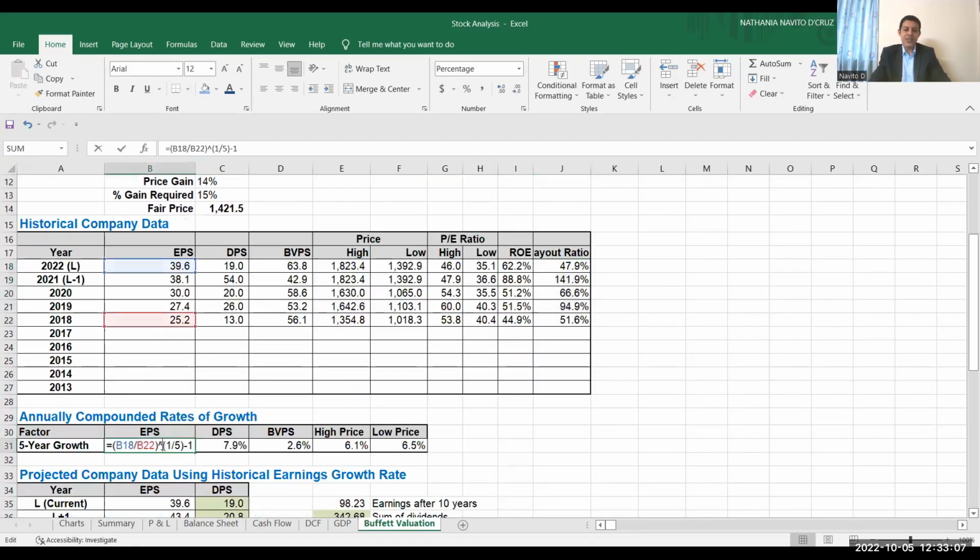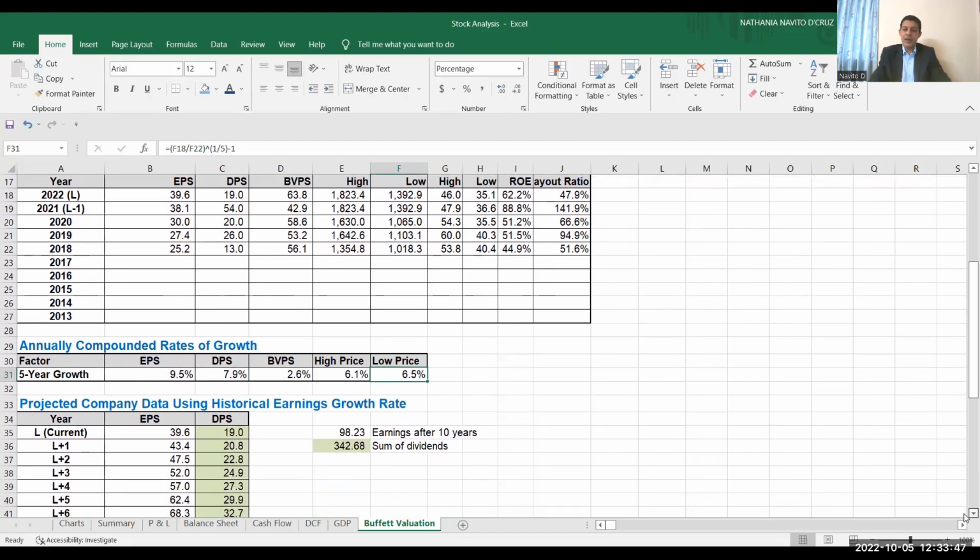To determine the CAGR, we use the compound interest formula again. We take the latest year divided by the last previous year available, that is 25.2, and then we raise it to the power of 1 by the number of years, which is 5 years, and then subtract 1 to get the actual percentage. So which is 9.5%, and then for DPS it is 7.9%. For book value per share it is 2.6%. The high price and the low price have grown to an extent of 6.1 to 6.5%.